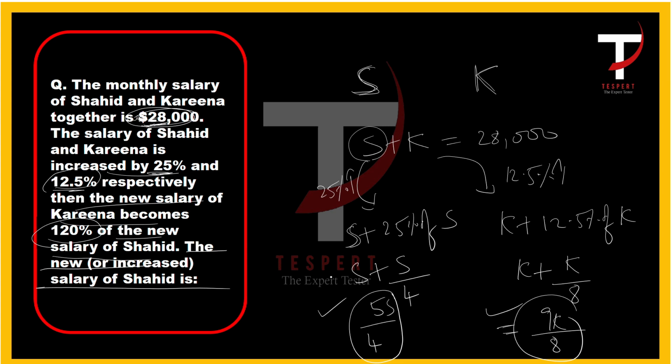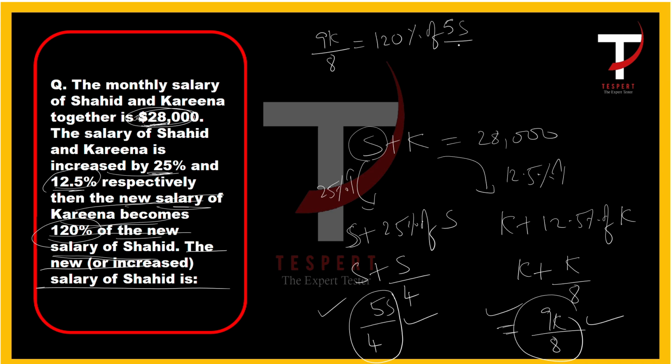Okay, and now what's the question? The new salary of Karina becomes 120% of the new salary of Shahid. The condition is given, right? So this one becomes 120% of this. So we will write it here. 9K by 8, which is the salary of Karina, becomes 120% of the salary of Shahid, which is 5S by 4, right? So 9K by 8 will be equal to 120 by 100 into 5S by 4, right?